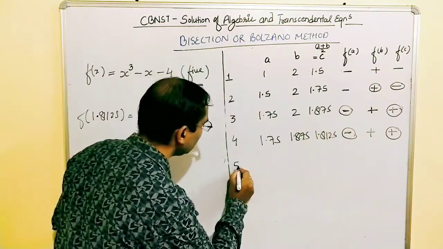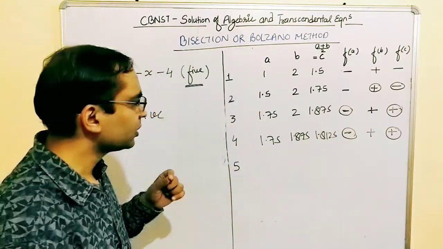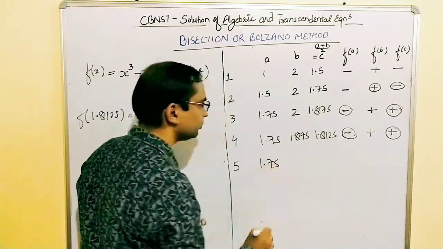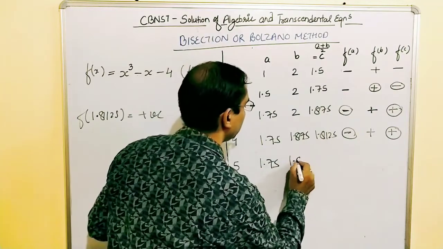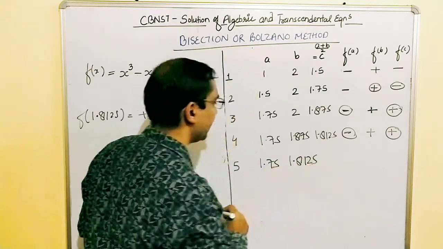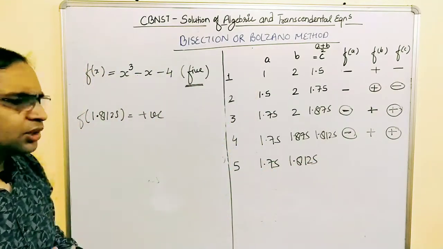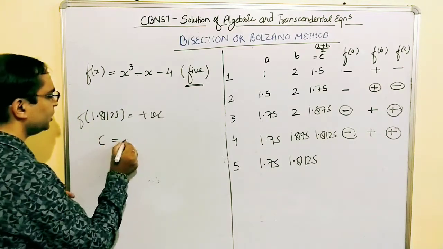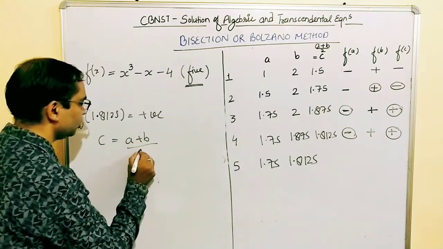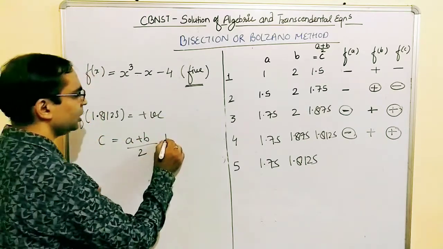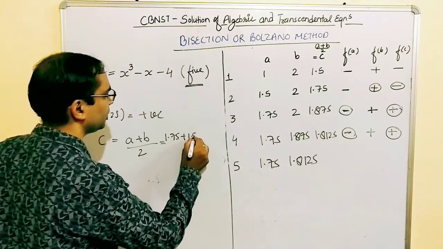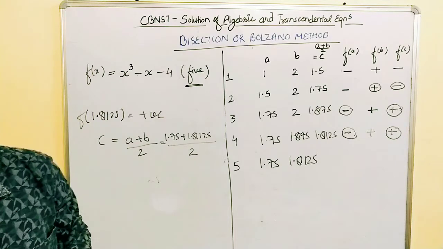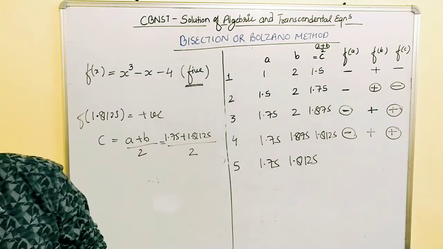So in the fifth iteration, which is our last iteration, we will be taking 1.75 and 1.8125. In the last iteration we only need to find C with the formula A plus B upon 2. Now you can see that this is 1.75 plus 1.8125 whole divided by 2. So this comes to 1.78125.